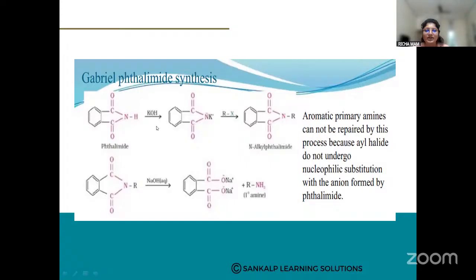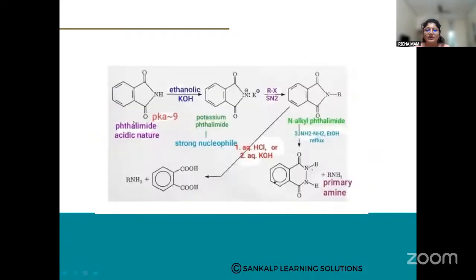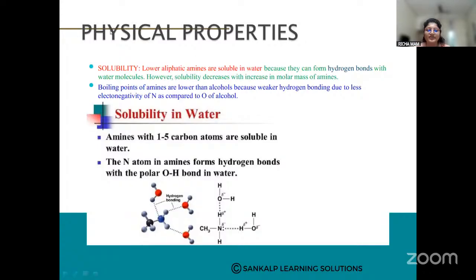From Gabriel phthalimide synthesis, you can prepare only aliphatic primary amines. Aromatic primary amines cannot be prepared by this method, because here we are using an alkyl halide, so we cannot use any aryl halide. Aryl halide does not undergo nucleophilic substitution reaction. So for that reason, Gabriel phthalimide synthesis is only used for the preparation of primary aliphatic amines.